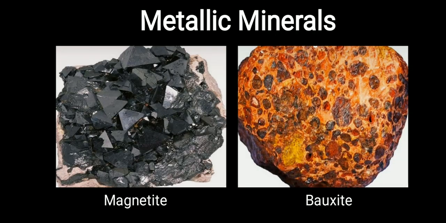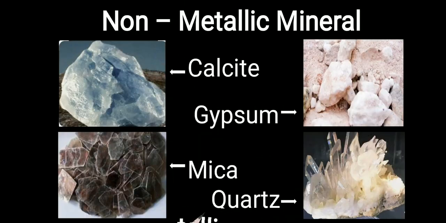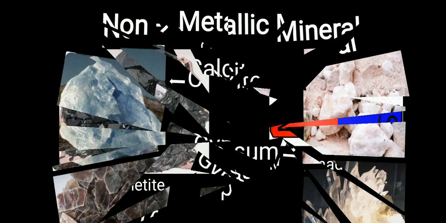See, examples of metallic minerals are magnetite and bauxite. And examples of non-metallic minerals are calcite, gypsum, mica, and quartz. And some minerals such as iron, calcium, and potassium are important for living organisms.